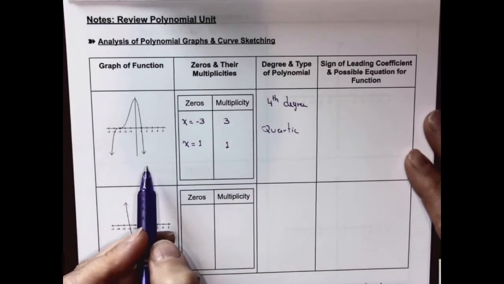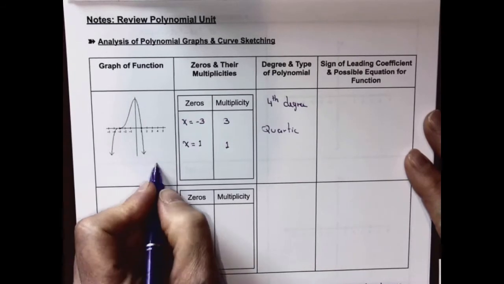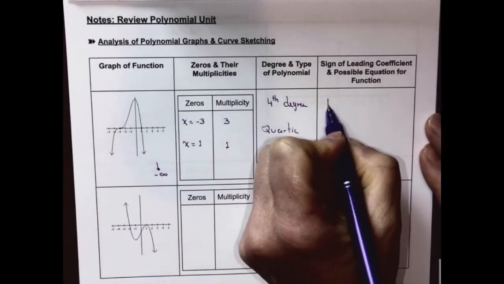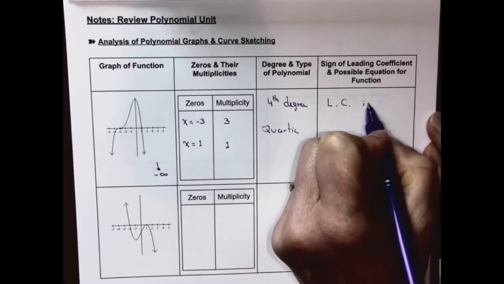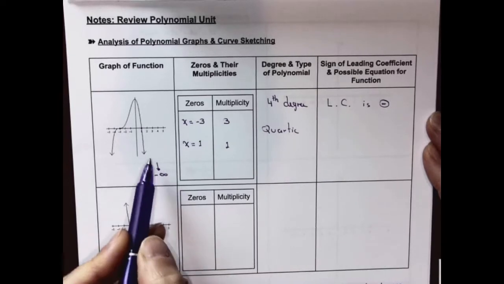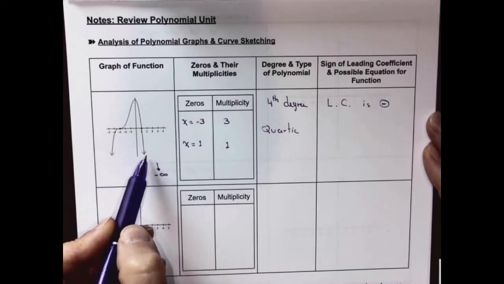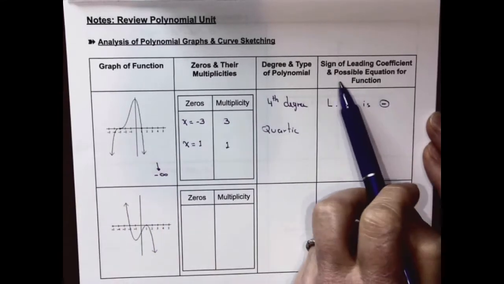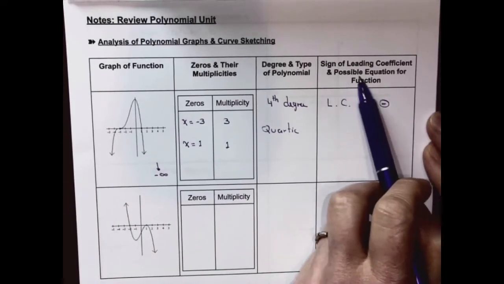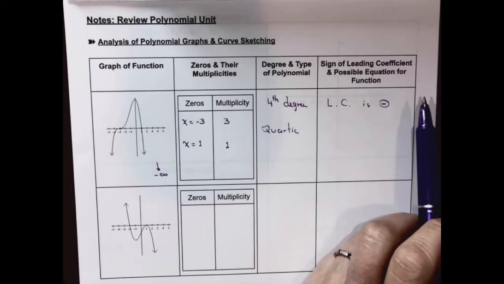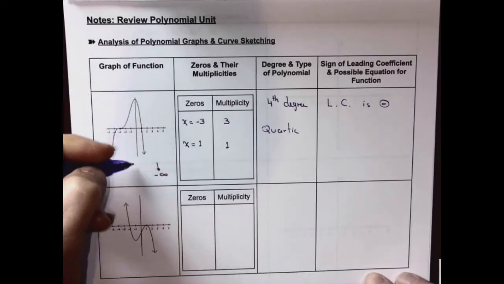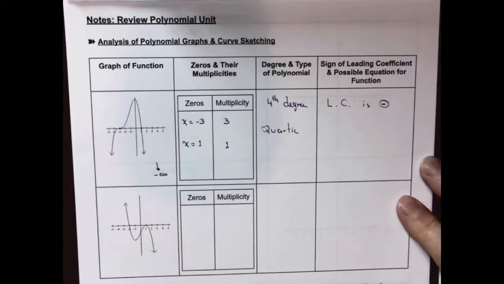Well, look at your graph. The right-hand side of the graph goes down to -infinity, and therefore our leading coefficient is negative, because the behavior on the right-hand side goes to -infinity. And then a possible equation for the function, and remember it's going to be a possible one because we don't know anything about a vertical stretch or compression. See, there is no scale on the y-axis.